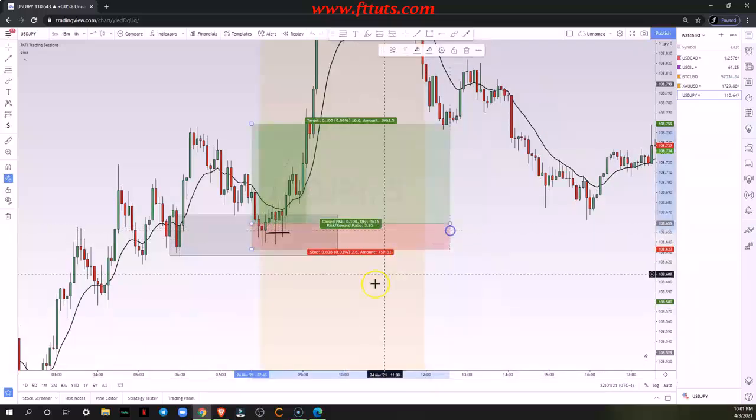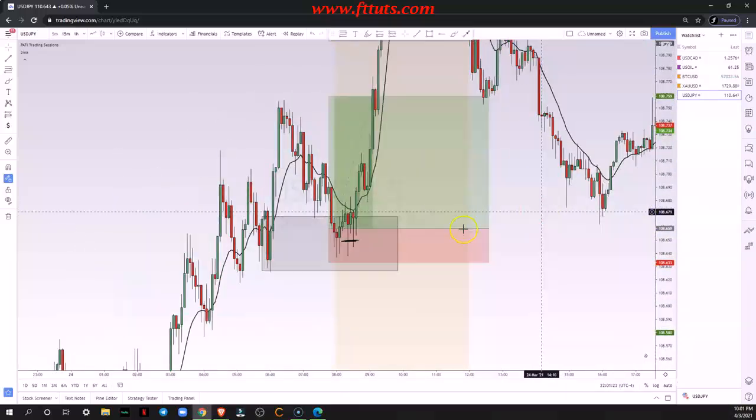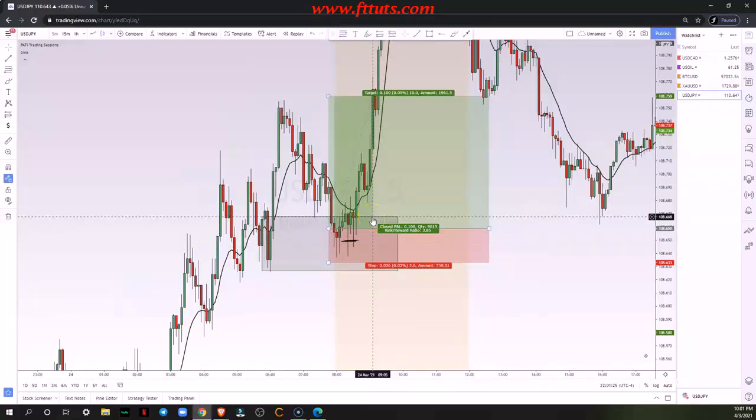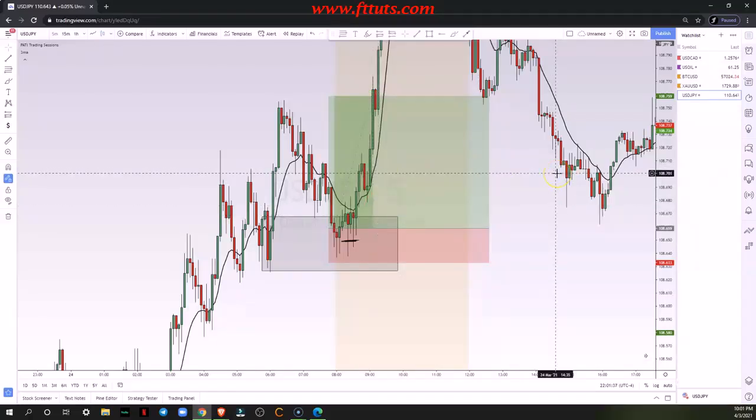So yeah, this is what I look for. It has to go against me or consolidate. A lot of people are afraid of consolidation just because they always want their trade to go instantly in profit, but consolidation is a good thing. Yeah, that's how I twin trade. That's how I twin trade. Hope this helped you. Let's get to the next video as far as news.